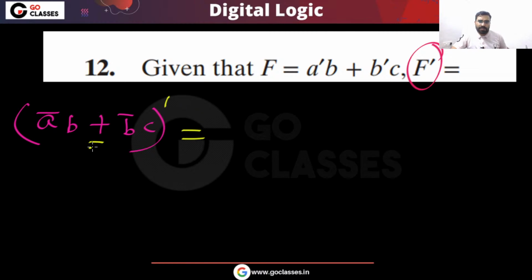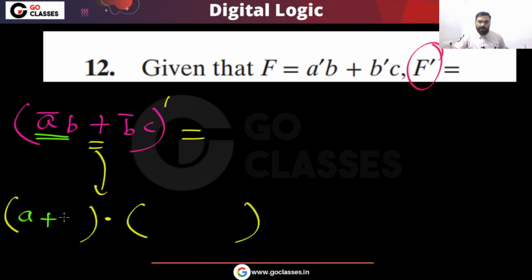Very simple. This OR will become AND. Next, this A bar B will become A plus B bar. And you can notice this B bar C will become B plus C bar. So this is a very simple question, and this will be your F complement. So F complement will be (A plus B bar) dot (B plus C bar).